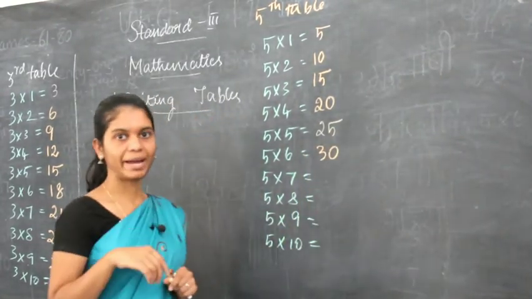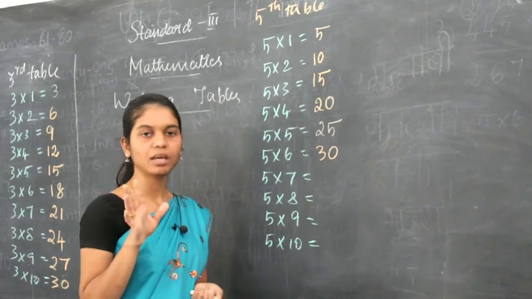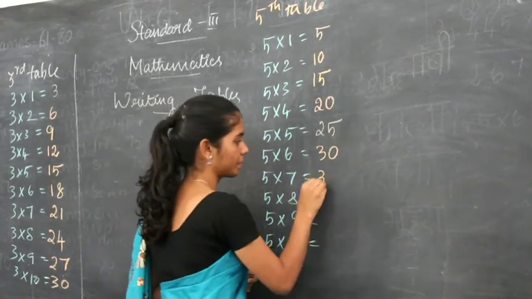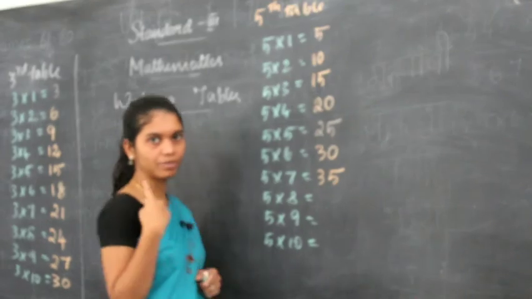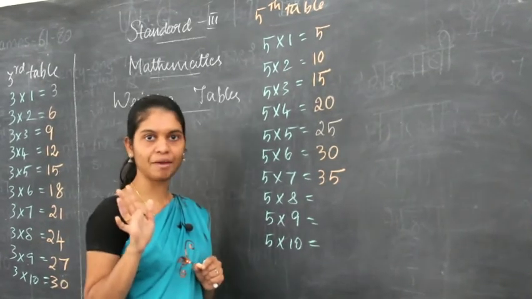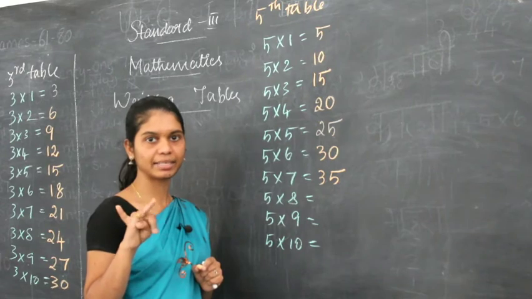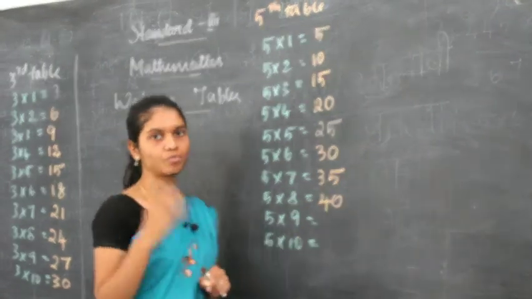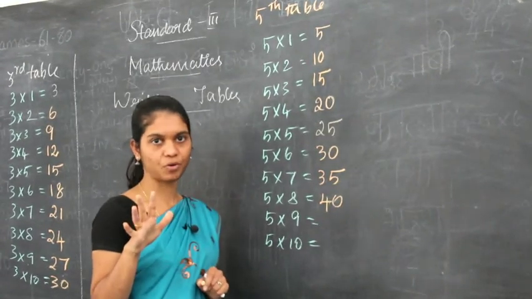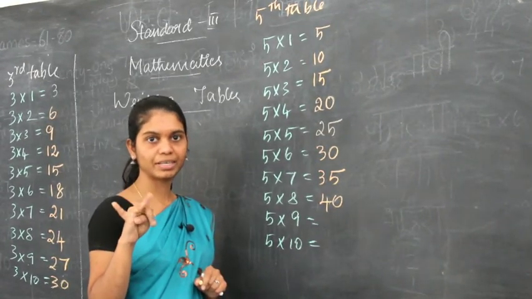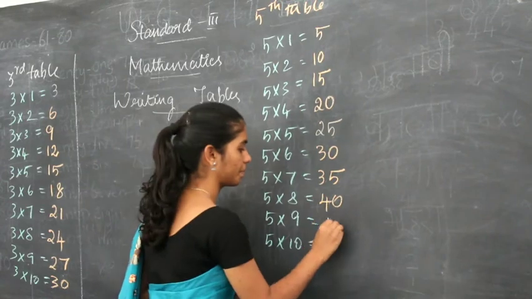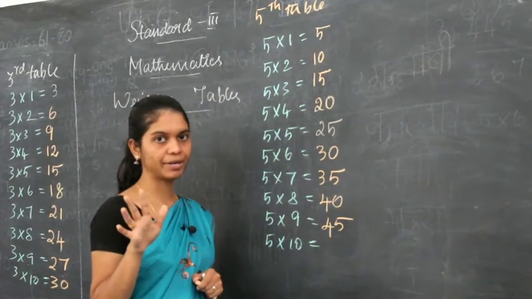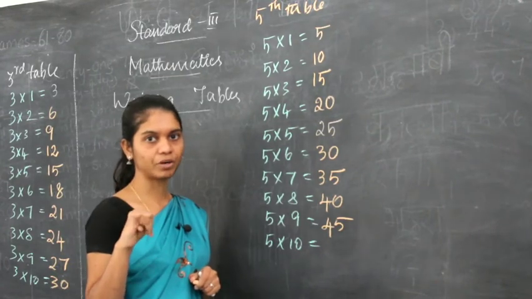So 30 in your mind, 5 in your finger. After 30, 31, 32, 33, 34, 35. 35 in your mind, 5 in your finger. After 35, 36, 37, 38, 39, 40. Again 40 in your mind, 5 in your finger. After 40, 41, 42, 43, 44, 45. So 45 in your mind, 5 in your finger. After 45, 46, 47, 48, 49, 50.